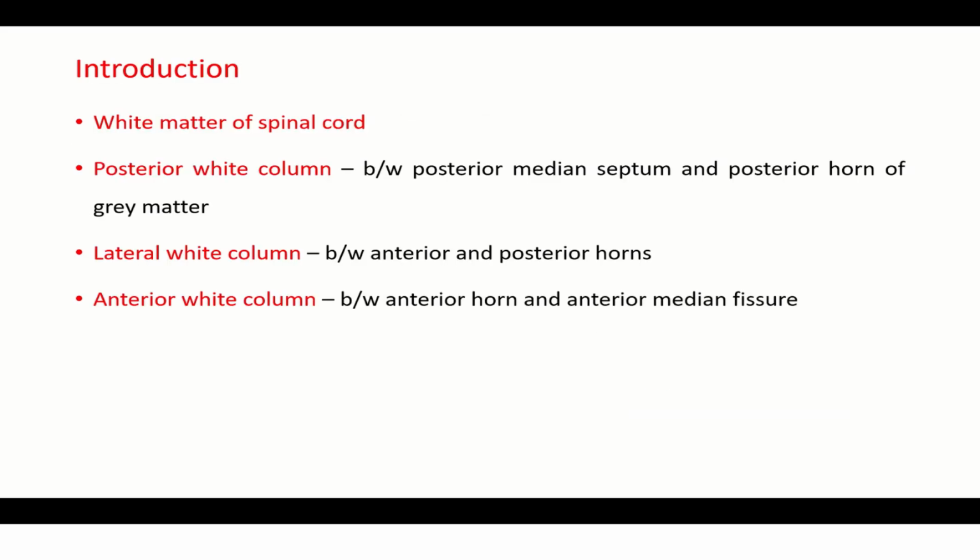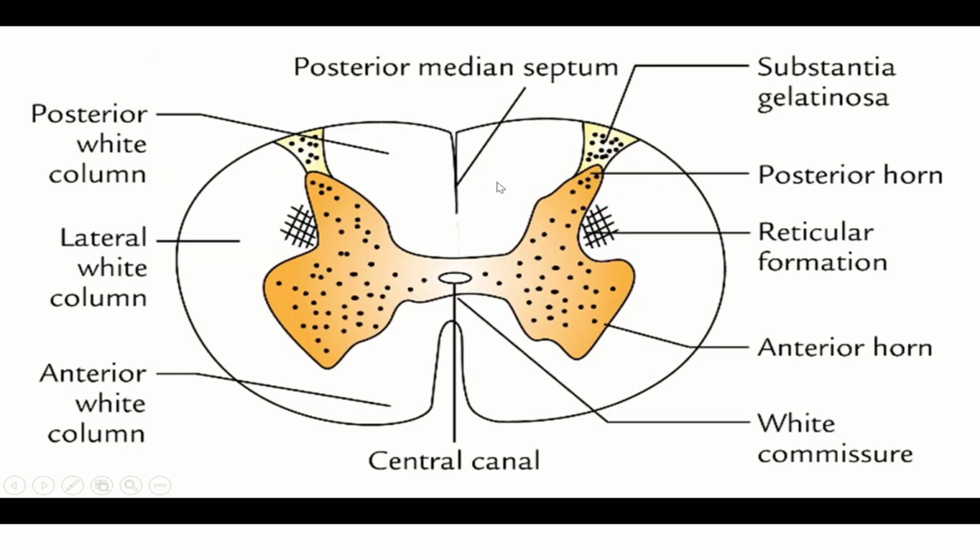If we come to the white matter of the spinal cord, it has been distributed into three parts. Posterior white column, which is present between the posterior median septum and the posterior horn of the gray matter. You can see here this is the posterior white column, between the posterior median septum and the posterior horn.